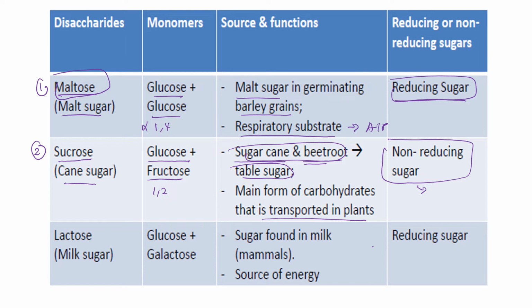Okay, and then the third example of a disaccharide is lactose, which is milk sugar, that can be found in milk. And then the monomers are glucose and also galactose. Okay, they can be found in milk from mammals, and then obviously it is a source of energy. Okay, that can be used during cellular respiration to generate energy in the form of ATP, and then lactose is a form of reducing sugar.